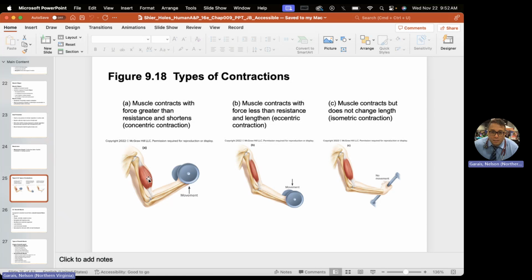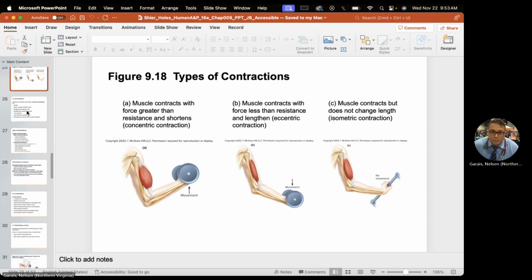So in concentric contraction, the muscle is getting shorter. In eccentric contraction, the muscle is getting longer. In both these types of contractions, there'll be movement. But in isometric contraction, there is no movement of the limb, and there is no change in the length of the muscle. So this is good. Know this.